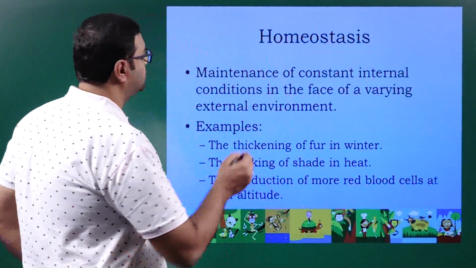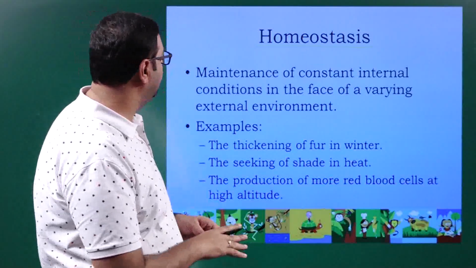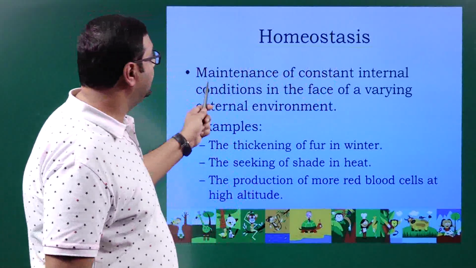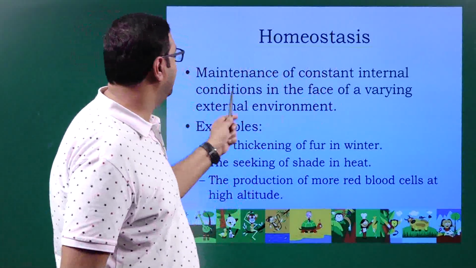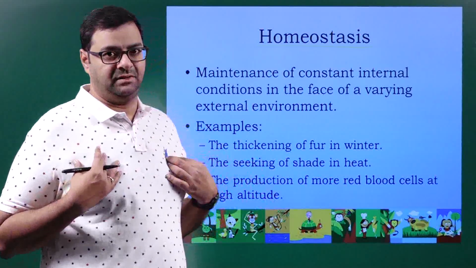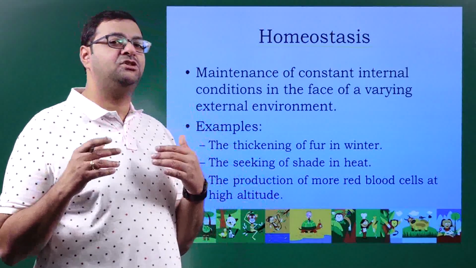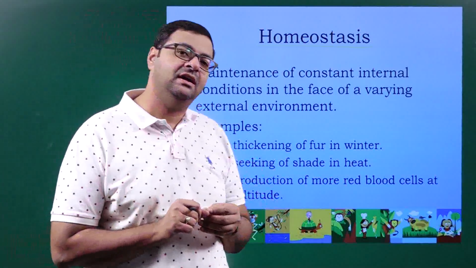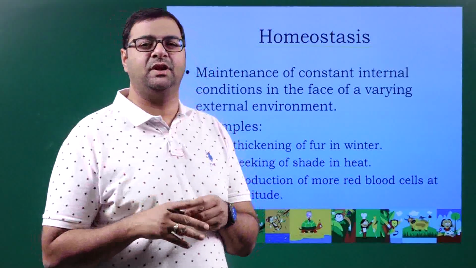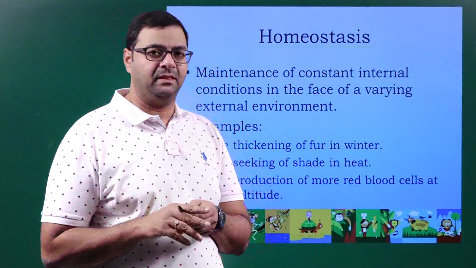Homeostasis. Homeostasis is very, very important in the life of an organism. What is homeostasis? Homeostasis means maintenance of constant internal conditions in the face of varying external environment. Say for example, we are maintaining our body temperature close to around 37.8 degrees centigrade. That is basically normal. So 98.7 is basically considered normal body temperature.